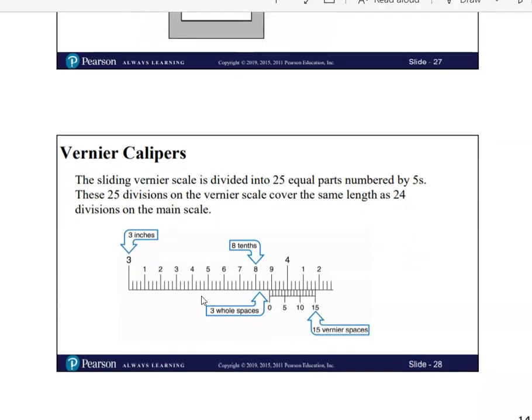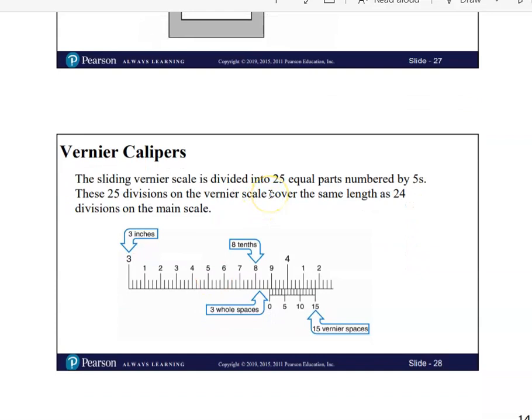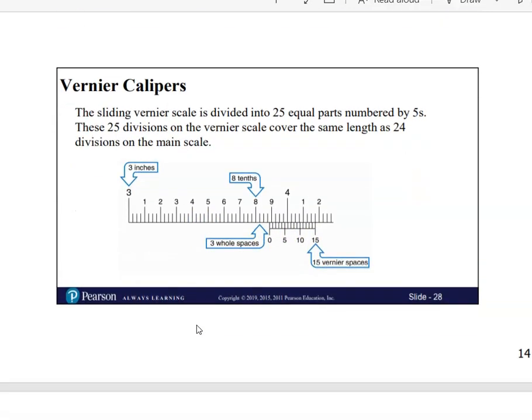The sliding one is divided into 25 equal parts. These 25 divisions on the vernier scale cover the same length as 24 divisions on the main scale. So they've got an example of that drawn down here.